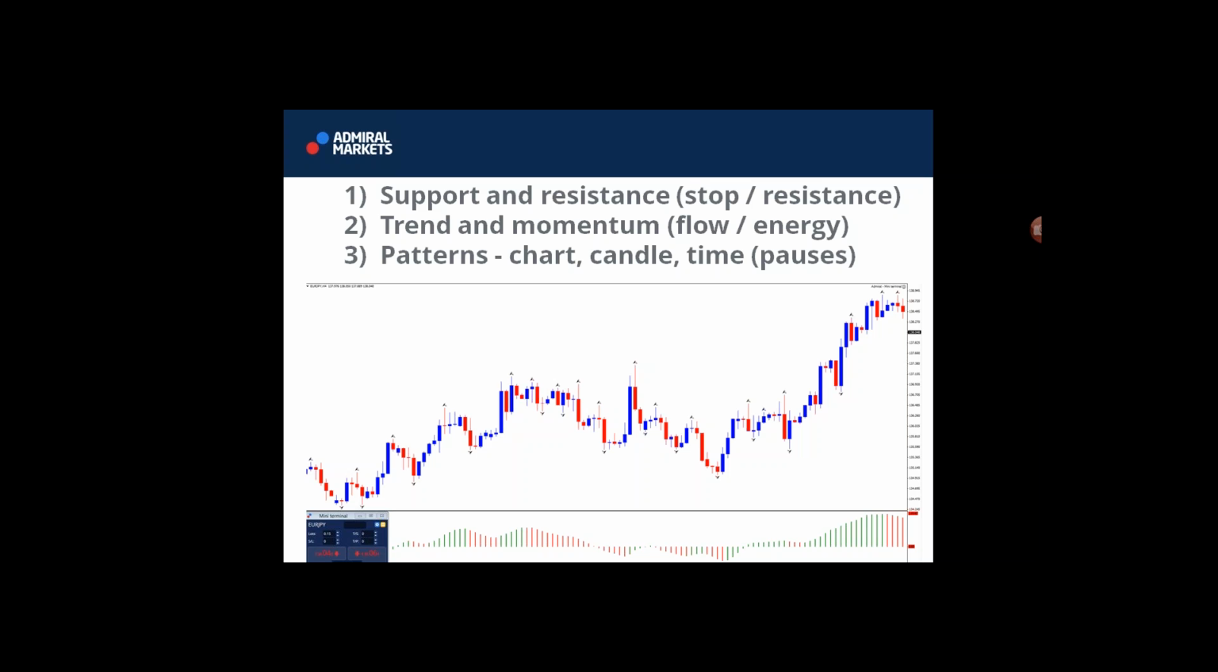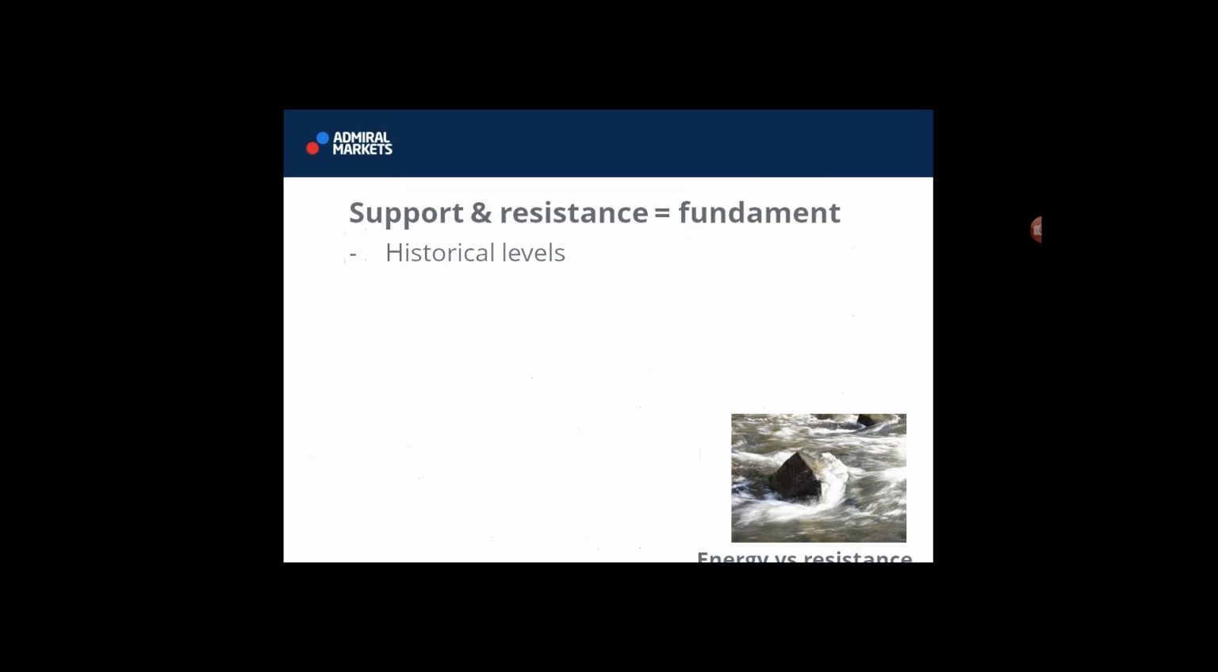All right, so this is how we can recognize the market. I will dive into two and three, but today we're going to focus on number one, support and resistance. This is a fundament.